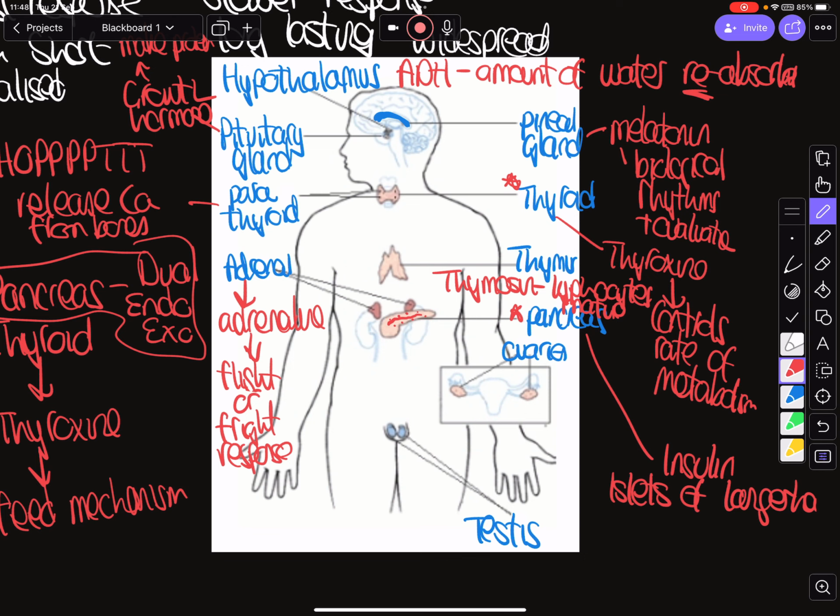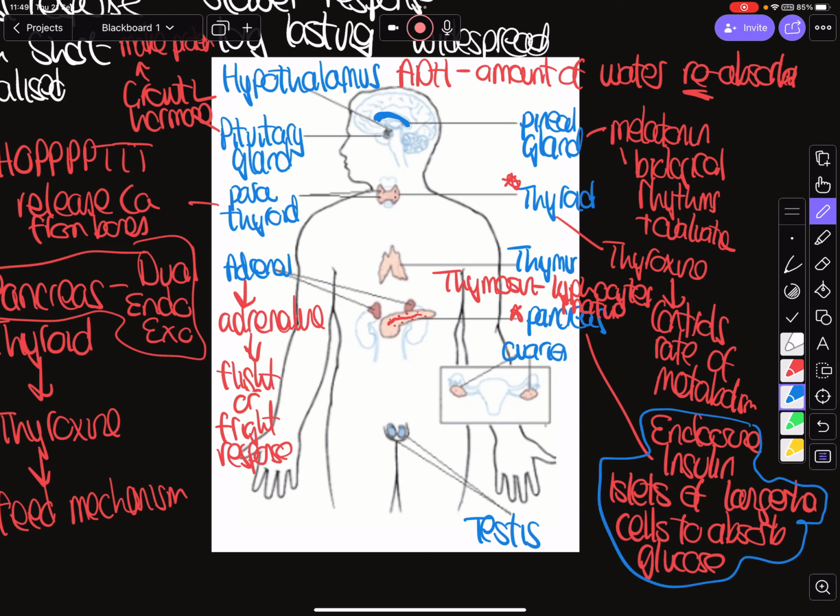And the whole point of insulin is it causes our cells to absorb glucose. It removes it from our blood. And obviously if you're diabetic, your pancreas will not produce insulin for you. So the insulin is its endocrine function. Okay, so this is a definitely need to know.